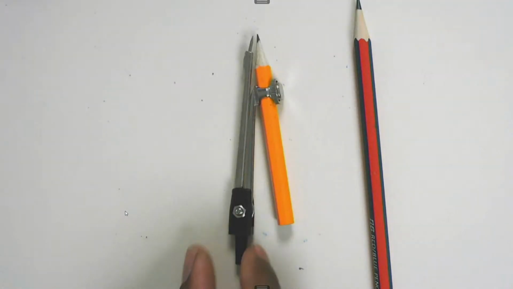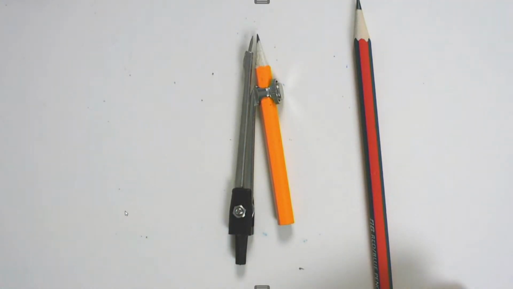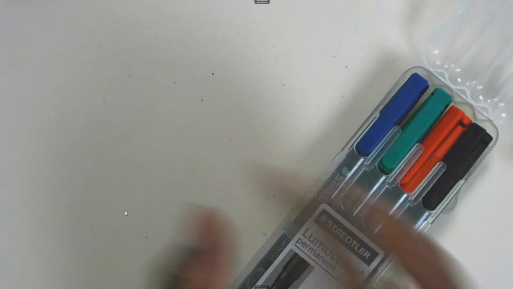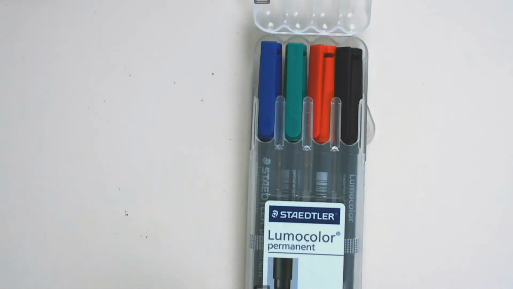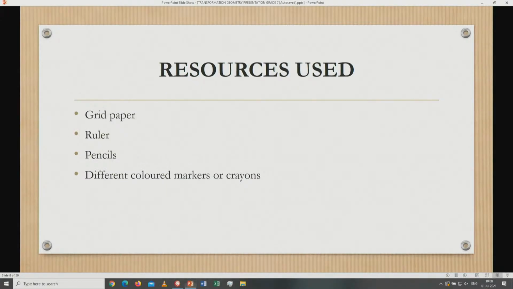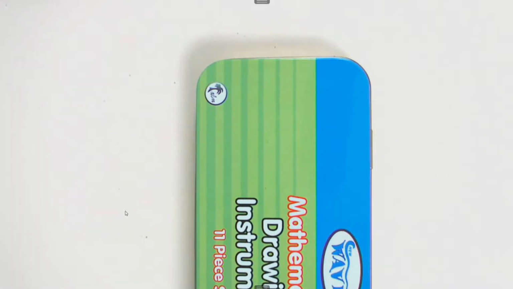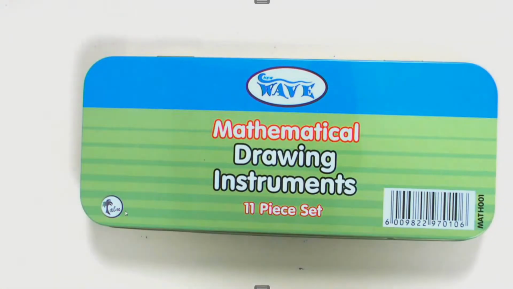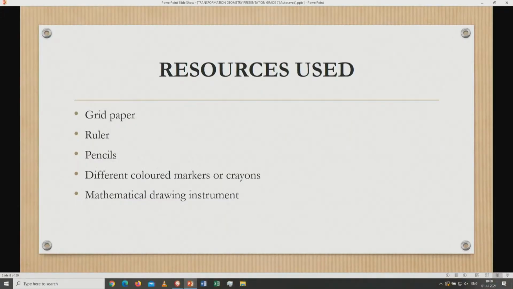Inside the compass, so we need to have this as one of the resources. And also, we need to have different colors, provided so that we may make our work colorful and easier to understand. And also, we need to have a mathematical drawing instrument. It may be any of your mathematical drawing instruments. We need to have these as the resources that we're going to need in order to successfully complete this unit, guys.